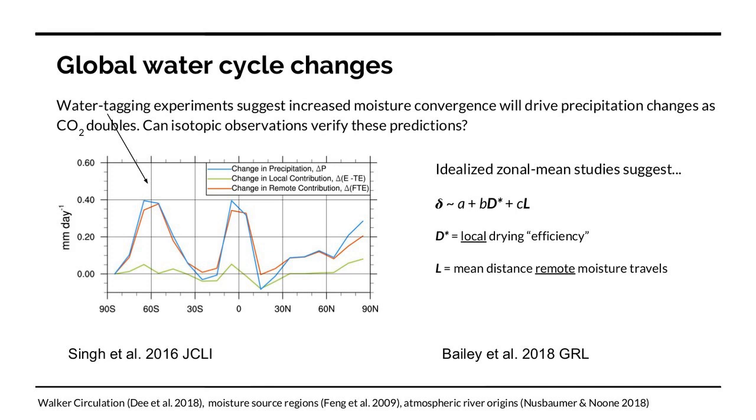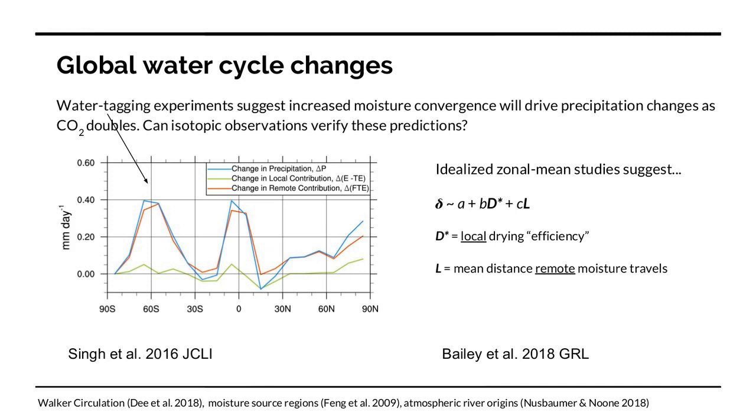But the example that I wanted to tell you in a little more detail is actually not a water isotope study. It was a water tagging experiment done by Hansi Singh with help from also Jesse and David. And what Hansi's work is looking at is trying to understand predicted changes in precipitation with a doubling of CO2. So this figure on the left is showing you changes in precipitation zonally, and that's the blue trace. And what you see is there's generally an increase across most latitude bands.